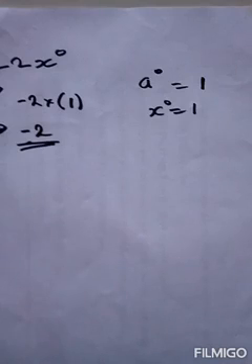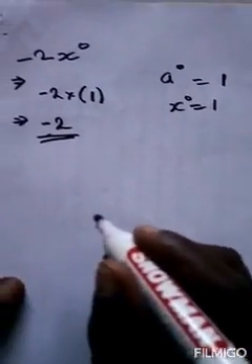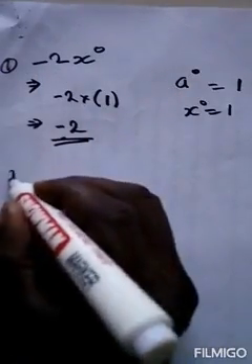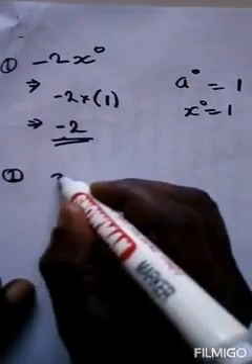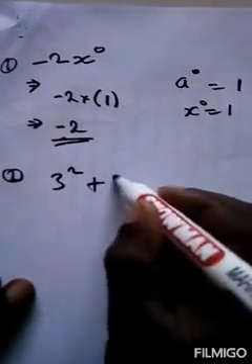Now the second question states that 3 to power 2 plus 9 to power 3. So we have to work out this one. So this one was our question 1, and we're going to go to question 2. So question 2 says 3 to power 2 plus 9 to power 3.